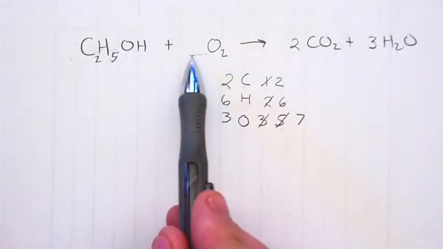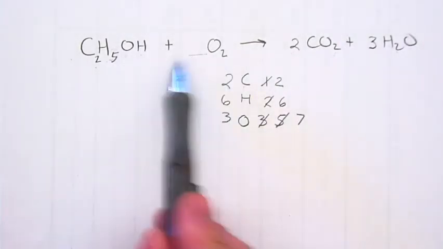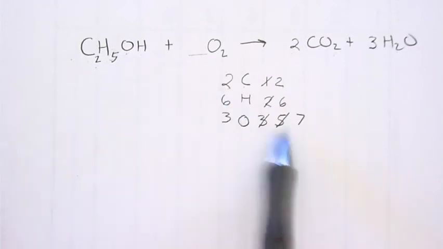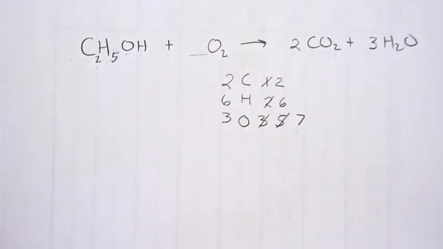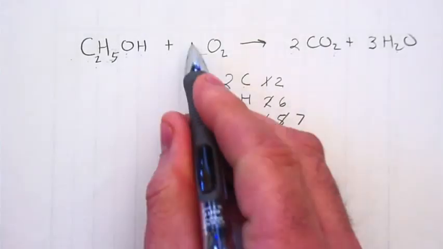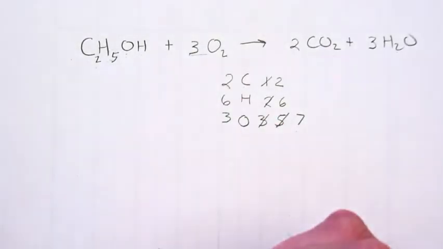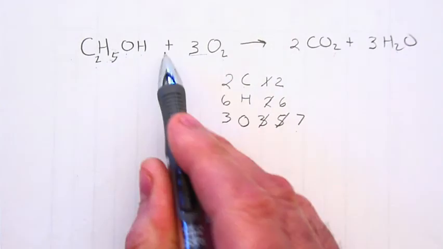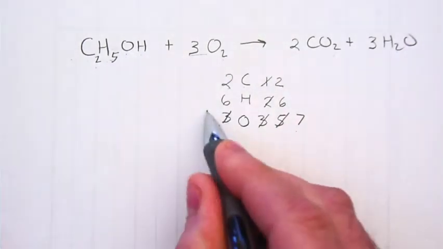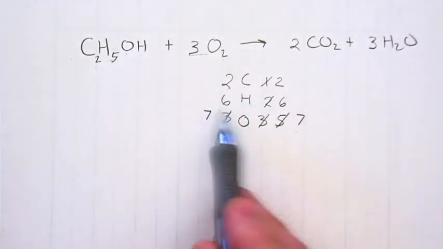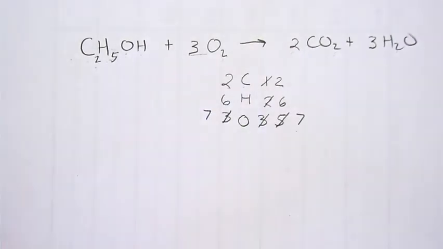Now the question is, what number times 2 plus 1 will give us the 7 that we need on the left? And of course the answer is 3. By putting a 3 there, 3 times 2 is 6, plus 1 gives us 7. Everything is now balanced, and the equation is balanced.